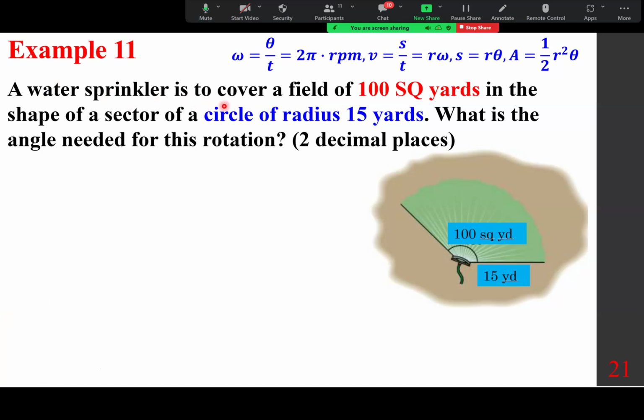Example 11, a water sprinkler is to cover a field of 100 square yards in the shape of a sector of a circle of radius 15 yards. What is the angle needed for this rotation? Again, we're going to go with 2 decimals. Let's write. The area of a sector has the formula half of r squared theta, and what is given is 100 yards squared as the area. The radius is 15 yards, and theta, this angle, is missing. So plug in. A equals 1/2 r squared theta.